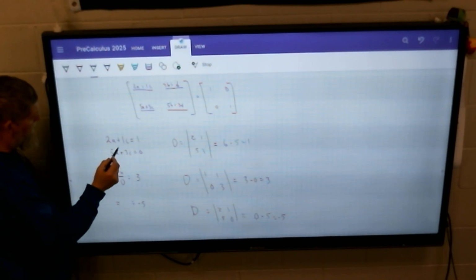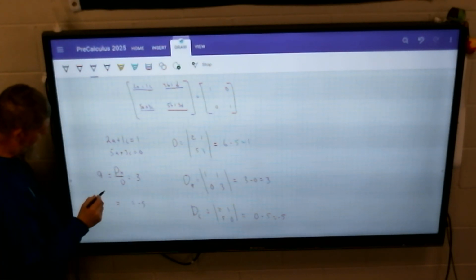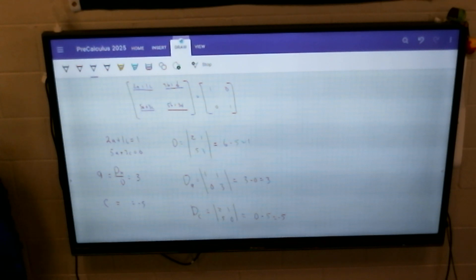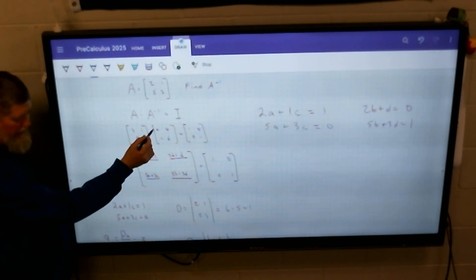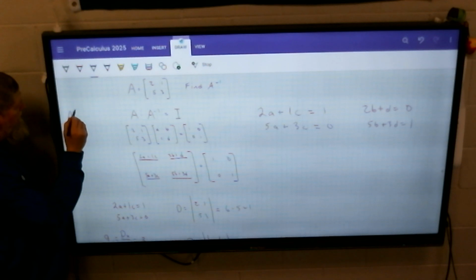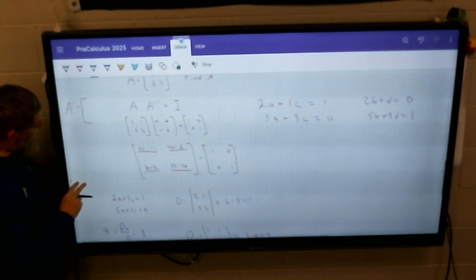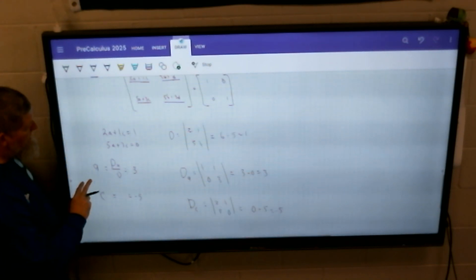Look again. A and C. So A is 3, C is negative 5. I'm so used to using x and y. So back to my original problem, A and C, we have that. So the inverse of A, let's see, what did we say A was going to be? 3 and negative 5? Okay. So do the same thing to find B and D.